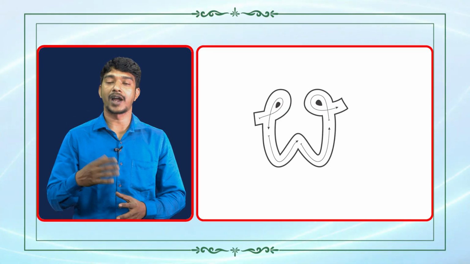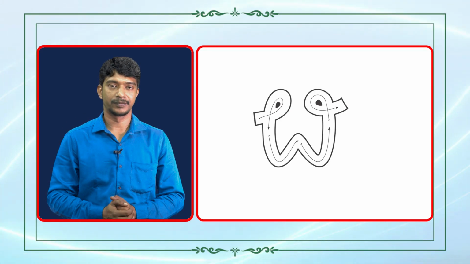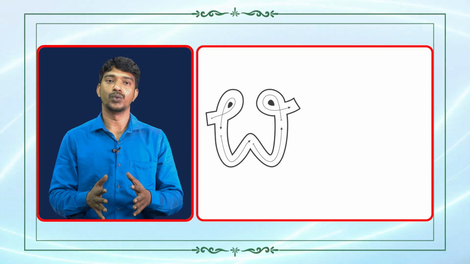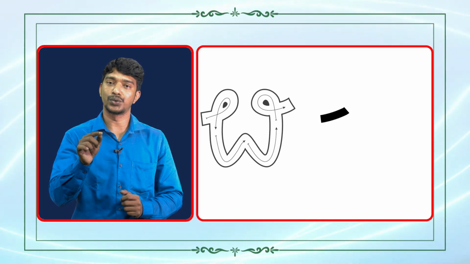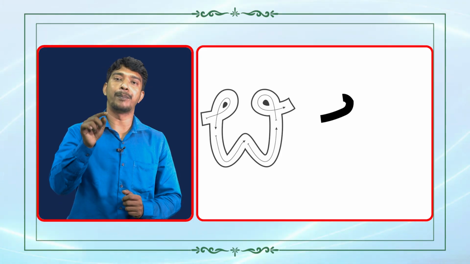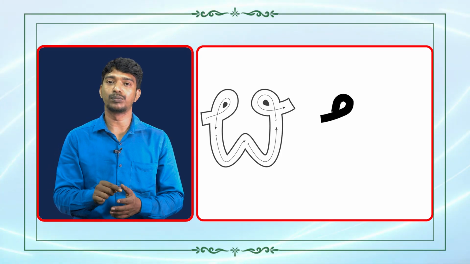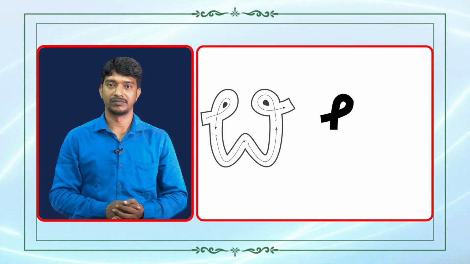Now let's try to write the letter. To write E, we will start with a very small curve from left to right upwards and bend it from the top to the bottom.